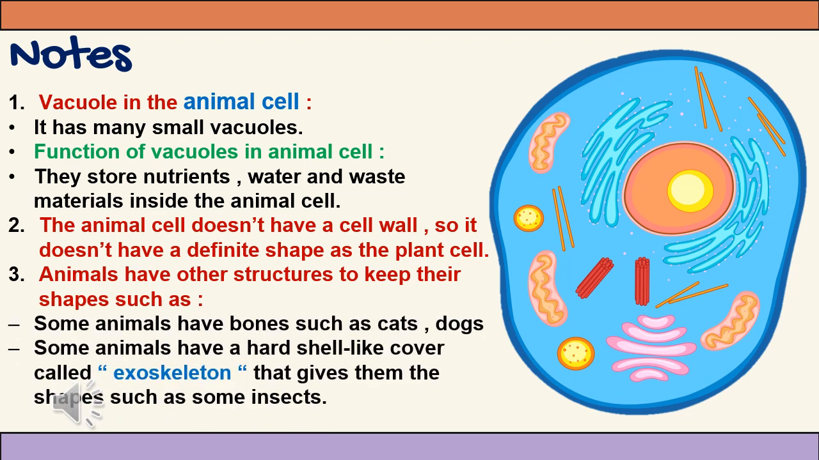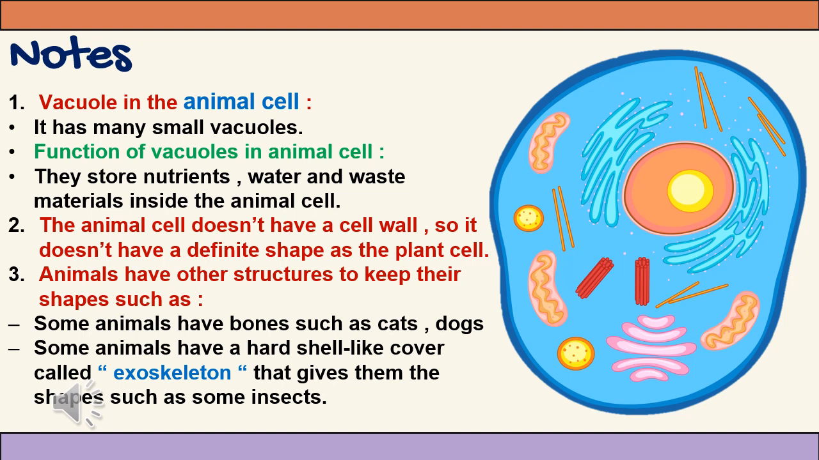Guys, look here in this picture. Which cell can you see? Super, the animal cell. Okay, does it have vacuoles? Super, it has small vacuoles. Do you know what's the function of these vacuoles? Super, they contain nutrients, water, and waste material. Okay, I have another question. Does the animal cell have a definite shape? Definitely no. Do you know why? Super, because it doesn't have a cell wall.